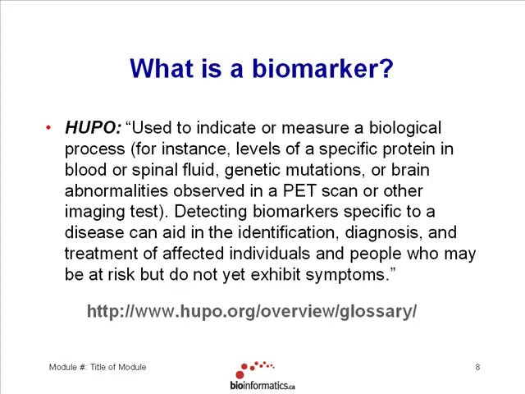This is the Human Proteome Organization. Their definition is biomarkers used to indicate or measure a biologic process, for instance, levels of a specific protein in blood or spinal fluid, genetic mutations, or brain abnormalities observed in a PET scan or other imaging test. So biomarkers don't have to be molecular, they can be from images or other sources of data. Detecting biomarkers specific to a disease can aid in the identification, diagnosis, and treatment of affected individuals and people who may be at risk but do not yet exhibit symptoms.